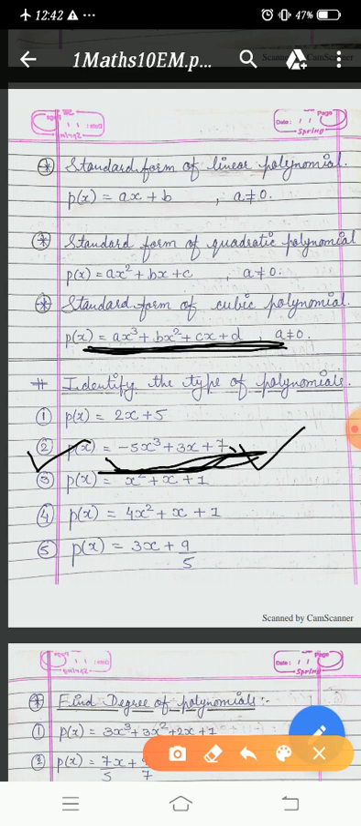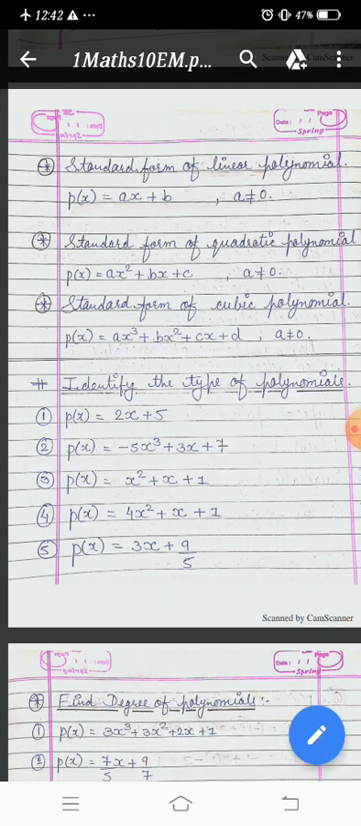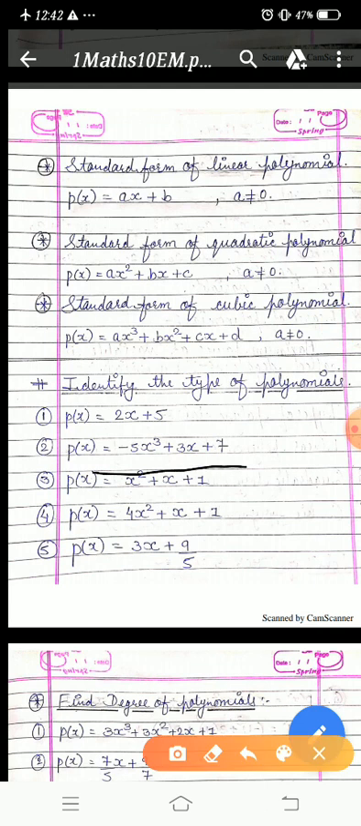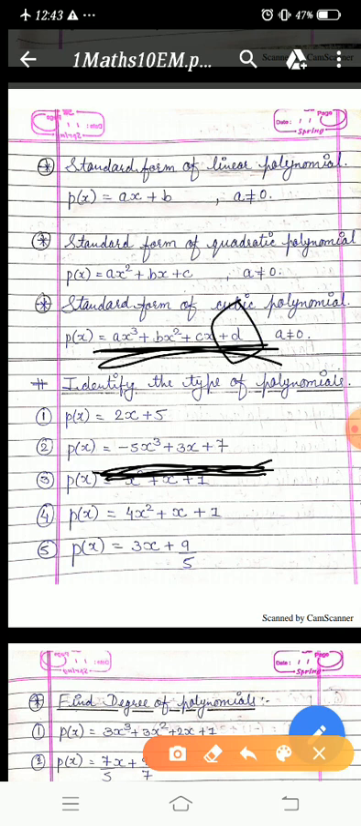In the given polynomial, no x square term is there. No x square term means we can add 0 into x square, so the coefficient of x square is 0. So the value of b will be 0. The value of c is the coefficient of x, and here the coefficient of x is 3, so the value of c equals 3. And the value of d is the constant term, which is 7, so the value of d will be plus 7. So the given polynomial is a cubic polynomial.